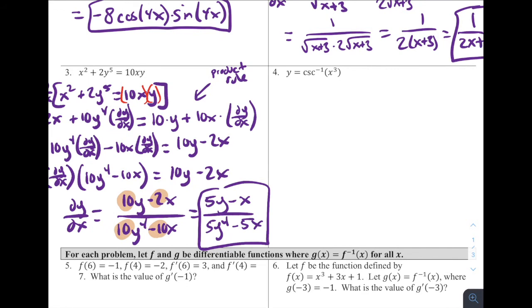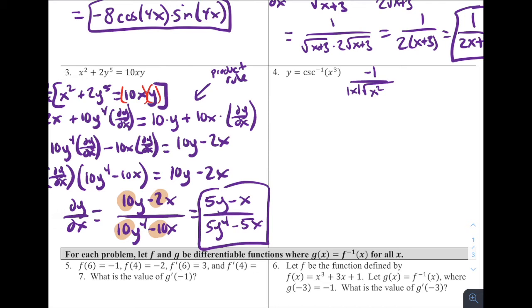All right, next we've got the inverse cosecant, or the arc cosecant of x cubed. Not only is this an inverse trig function, one of our rules from this chapter, but it is also chain rule because we have this function inside of this function. So a reminder for that inverse cosecant function, the derivative of that is going to be of the form -1 over the absolute value of x times the square root of x squared plus 1. Now both of these places, and that should be x squared minus 1.